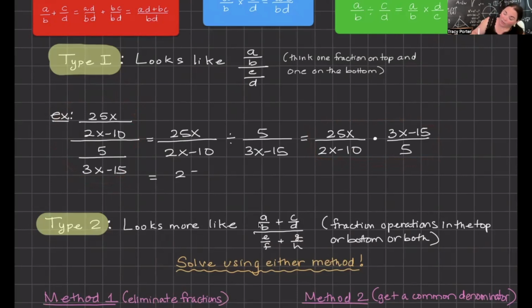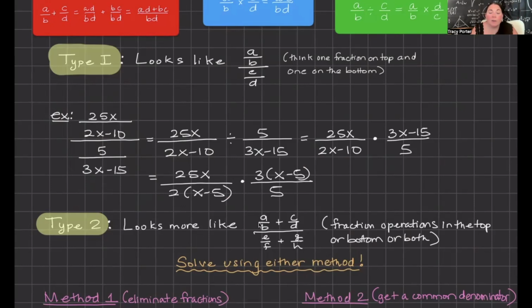I'm going to factor everything completely. So this is going to be over a 2 times a x minus 5. And then here we're going to factor out the 3. And then we have a 5 here. Okay. Now, remember, you can write it as one fraction. So you can think of this as one numerator and one denominator. So as long as you cancel from the top and the bottom, we can do it like this.